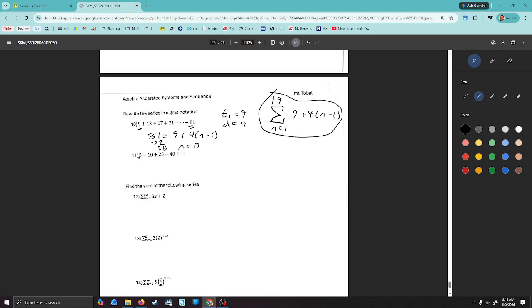Over here, it's going on forever, so it's infinite. So luckily for me, the top is kind of easy. So this is infinite. n equals 1. It starts at 5, so T1 is 5. My pattern is negative 2, so negative 2 to the n minus 1.